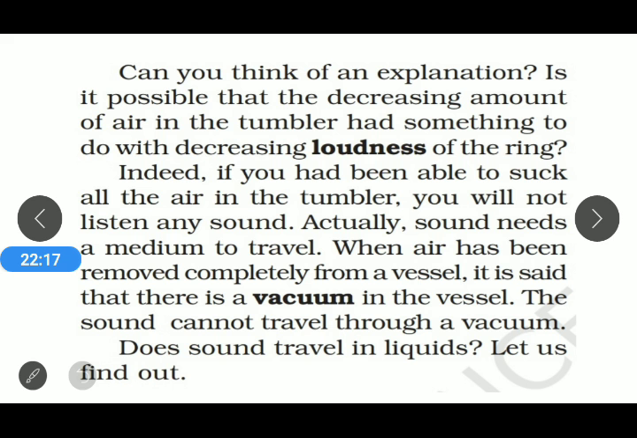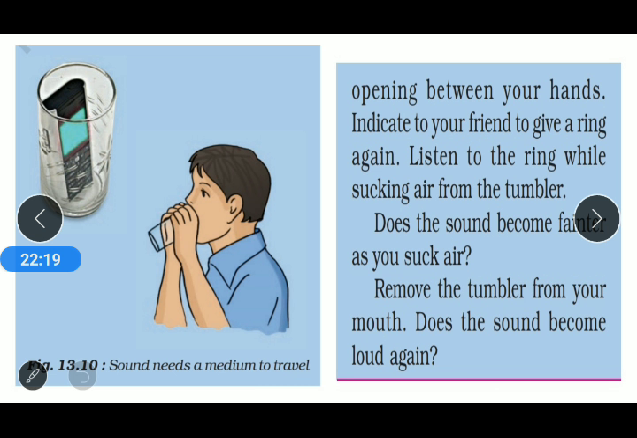So from that activity we can say that to propagate or travel, sound needs a medium. In that activity, when there is proper air in the tumbler, we easily hear the sound. But as we suck out the air, the intensity of the sound decreases. So what is the reason? The reason is that sound needs a medium.